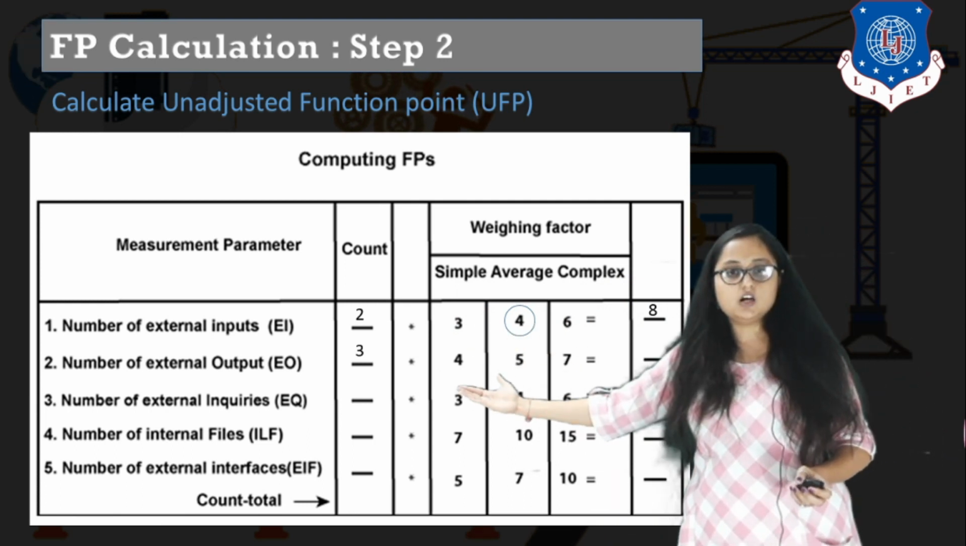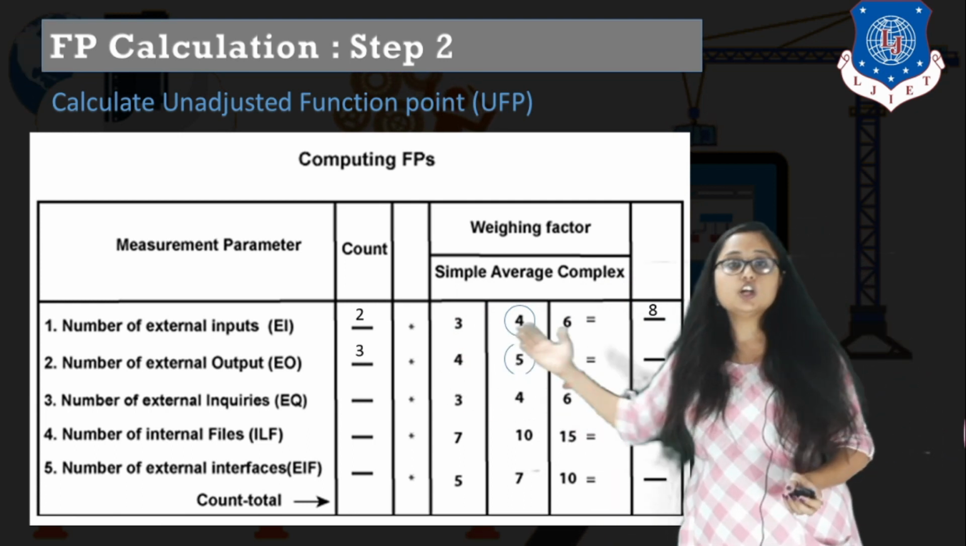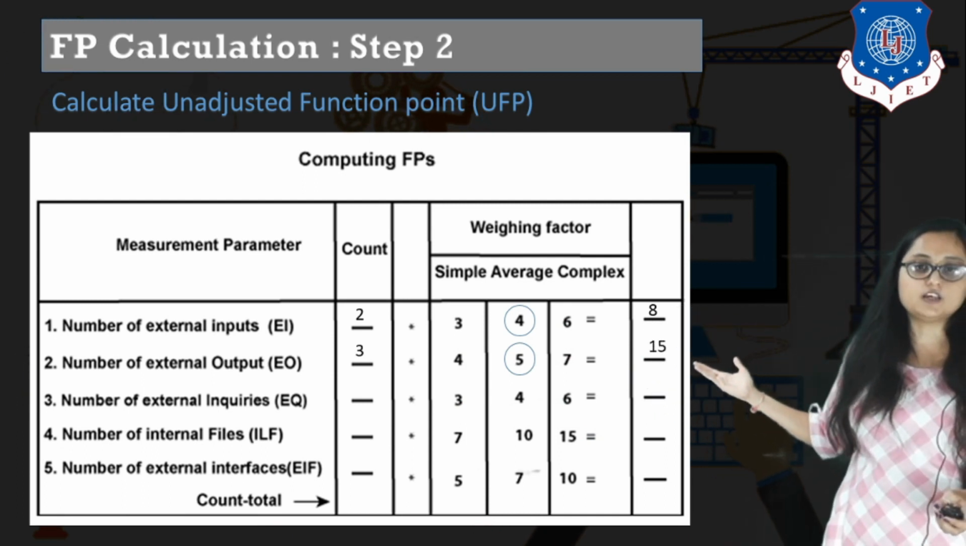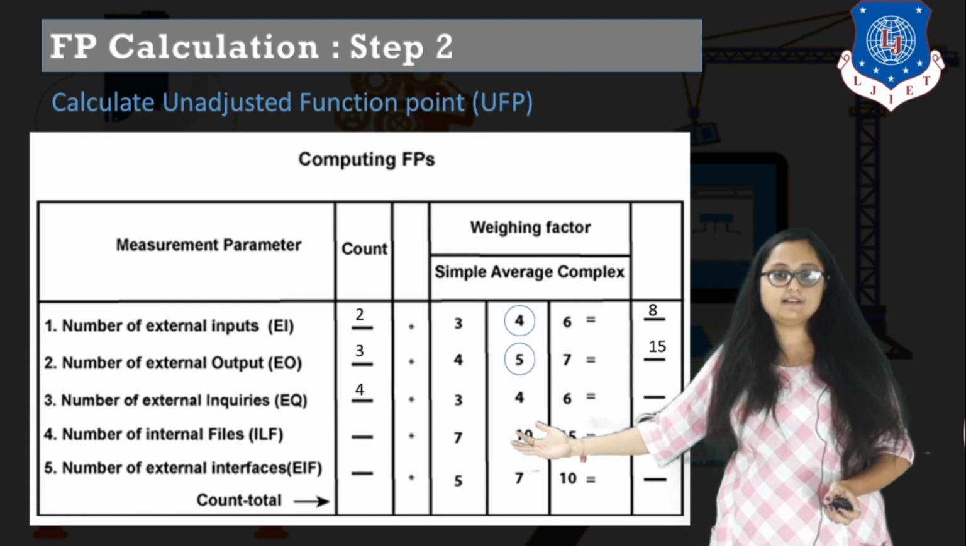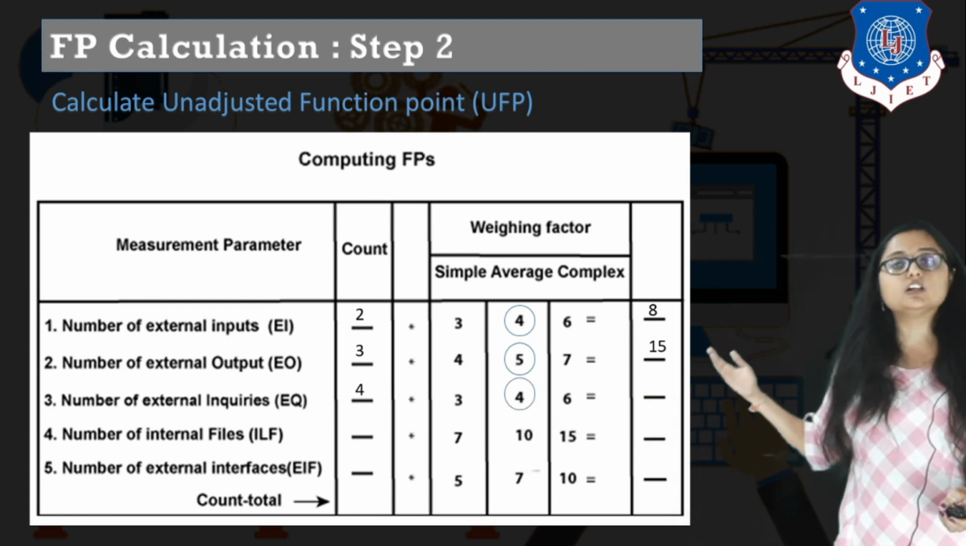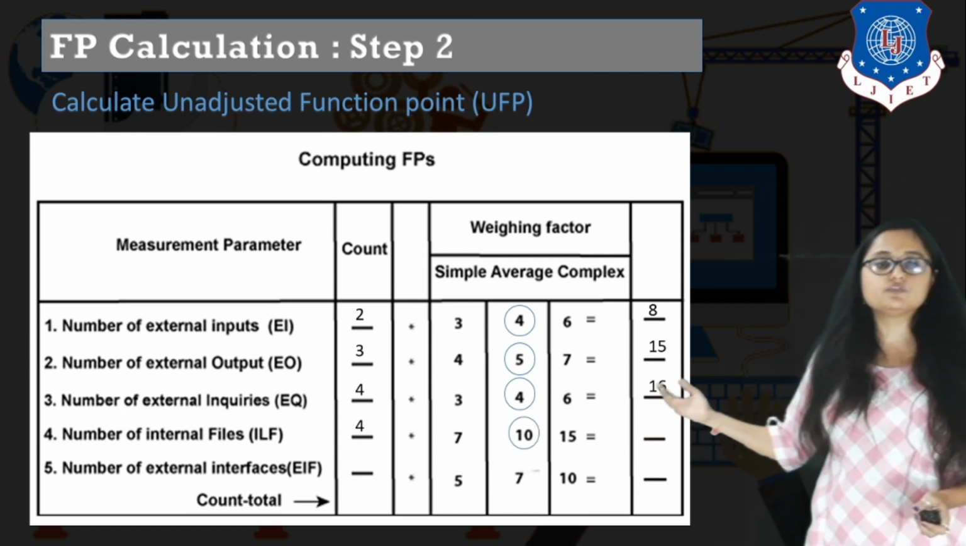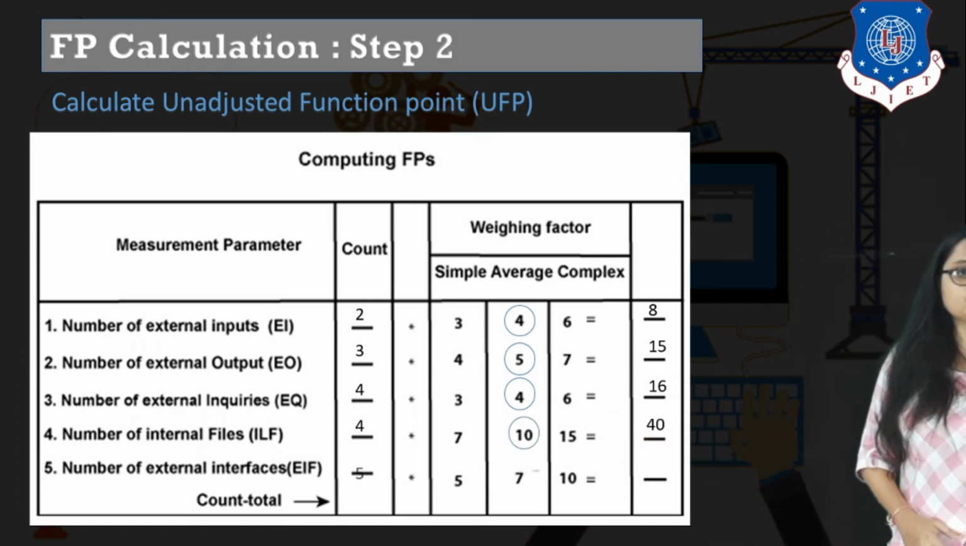For external output also, you have the count, you have to decide the weighting factor, you have to multiply them, and you will get the data over here. For the external inquiry, you have the count, you have to decide the weighting factor, you have to multiply them, and you will get the count. Similarly, for external logic file and internal logic file also.